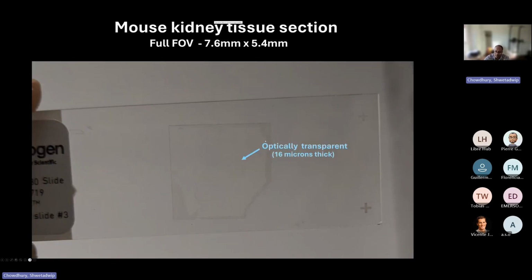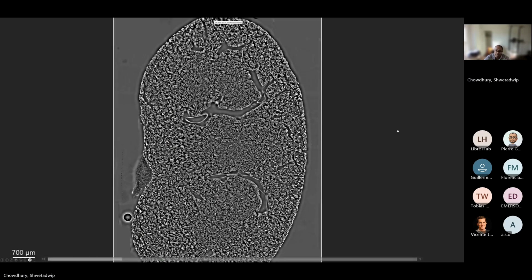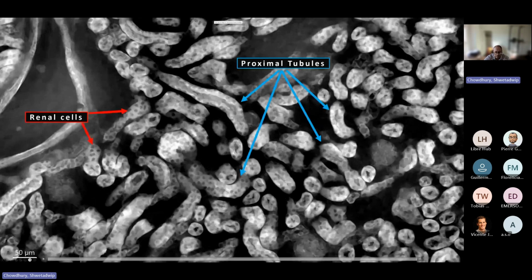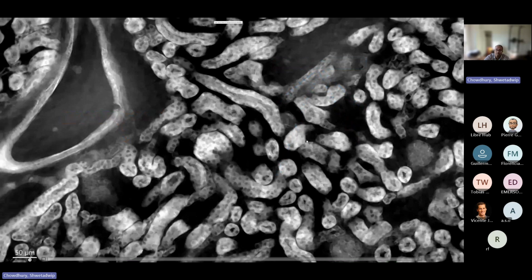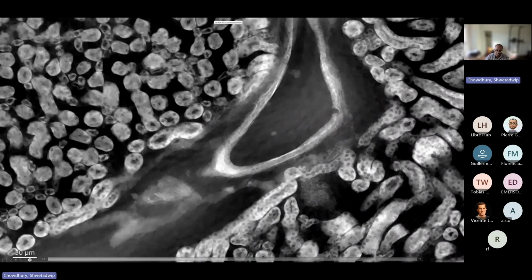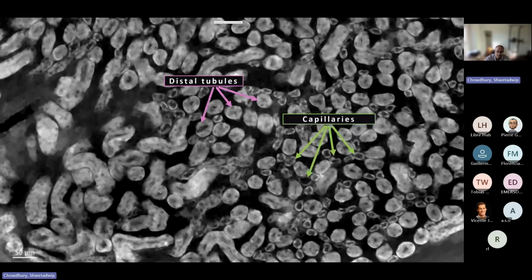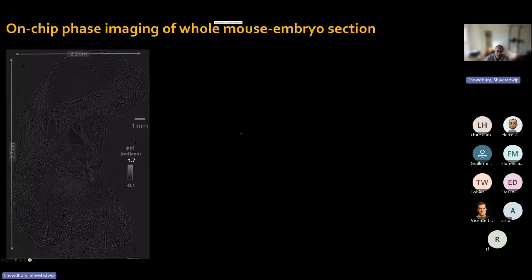Okay, so the first thing we did was reconstruct a mouse kidney section. This is a centimeter scale piece of tissue. It's optically transparent for now, around 16 microns thick, and we get an image that looks like this. And so we can see that we have centimeter scale fields of view, we have sub-micron, maybe not sub-micron, micron scale resolution. We have some really nice high contrast features. So this is an optically, structurally dense region of tissue, and we can visualize all of the features with very nice contrast. Again, fully label free.